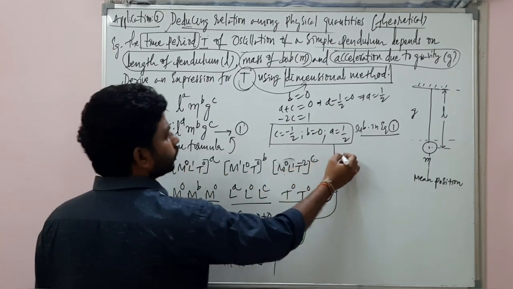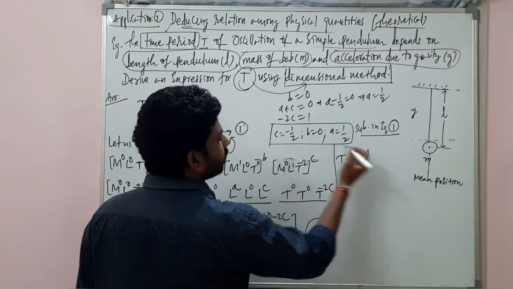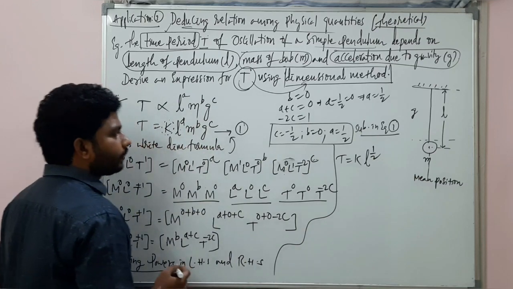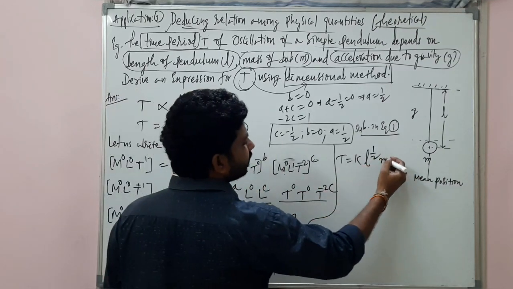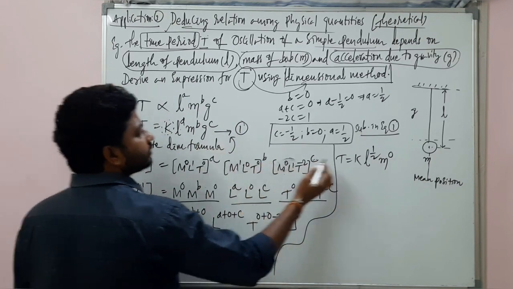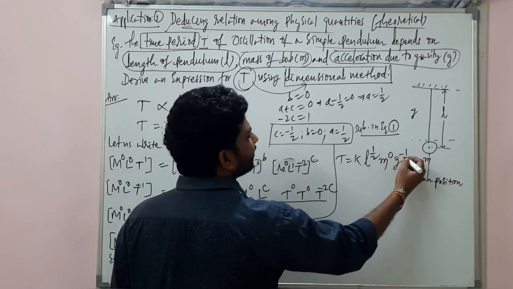T is equal to some constant into L raised to A. What is L raised to A? A is 1 by 2. M raised to B. What is our M? M raised to B is 0. And G raised to C. What is our G raised to C? C is how much? Minus half.